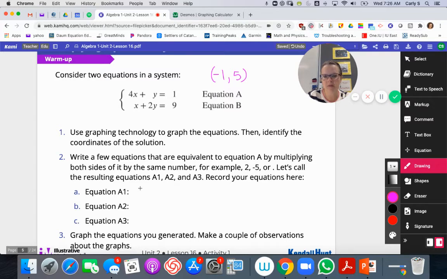So if I multiply the whole thing by 2, I get 8x plus 2y equals 2. If I multiply it all by -5, I get -20x minus 5y equals -5. And then equation 3, multiply everything by 1/2. So half of 4 is 2x plus 1/2 y equals 1/2. All right, I'm going to graph these equations.